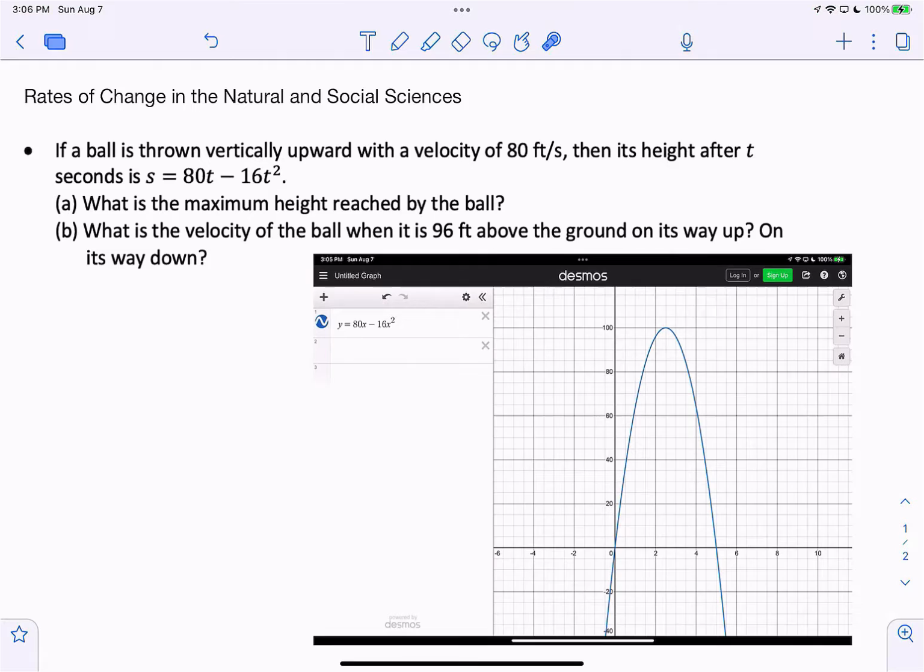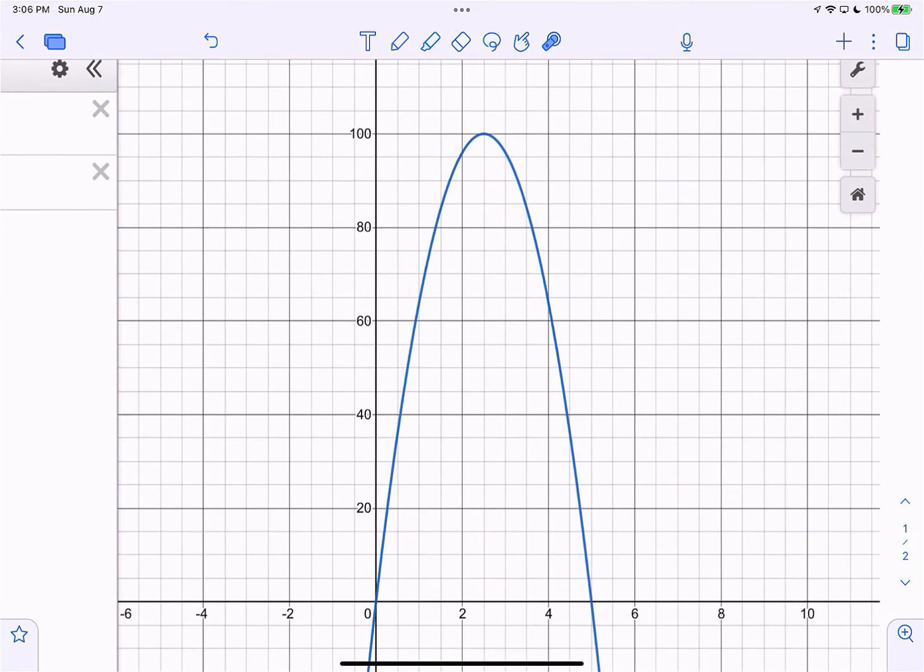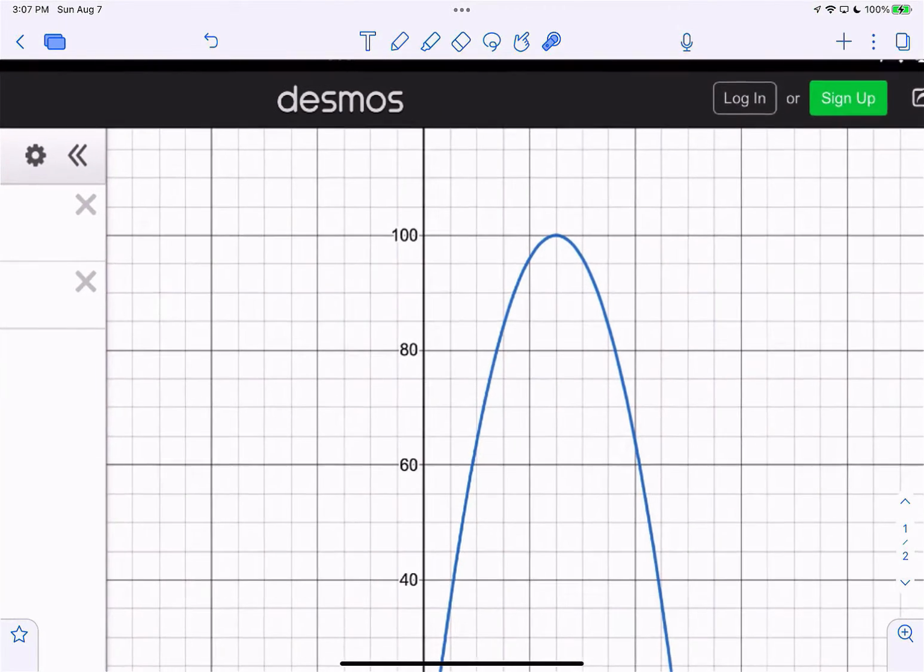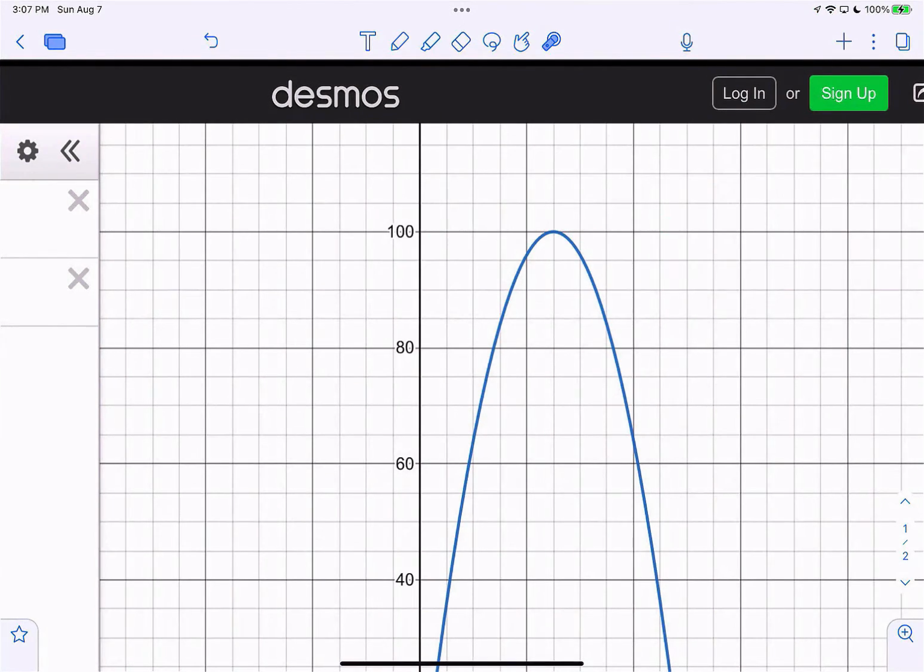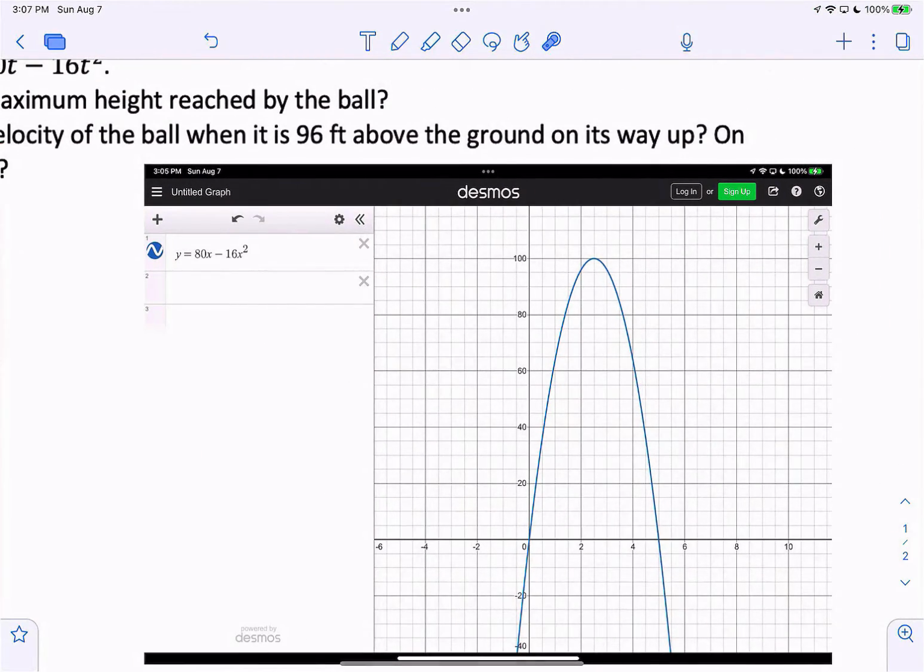Now I went ahead and got the graph of y equals 80x minus 16x squared, and what we can see here is that anything below the x-axis doesn't have any physical meaning, but at time t equals 0, the ball is thrown up, and then we hit our maximum of 100 feet high, and then we come back down and hit the ground, right? So what we're asked for is the maximum height reached by the ball. We can see here that it's 100, but the answer isn't the point of this, it's the process.